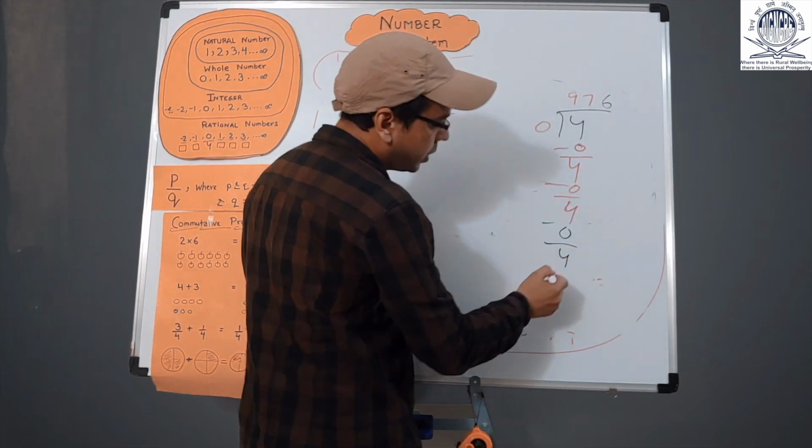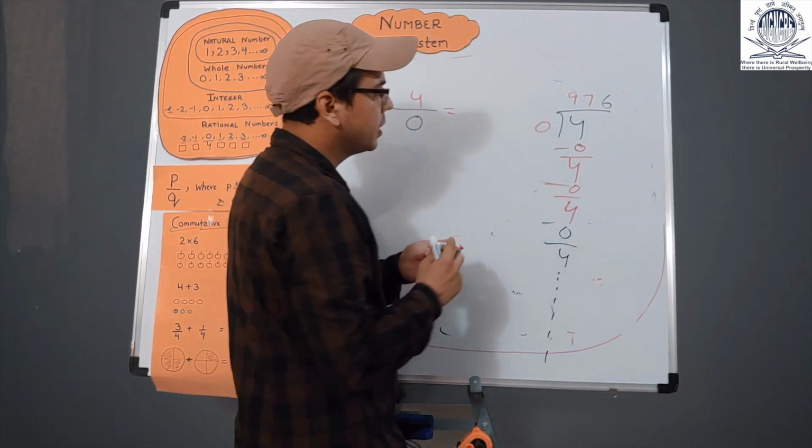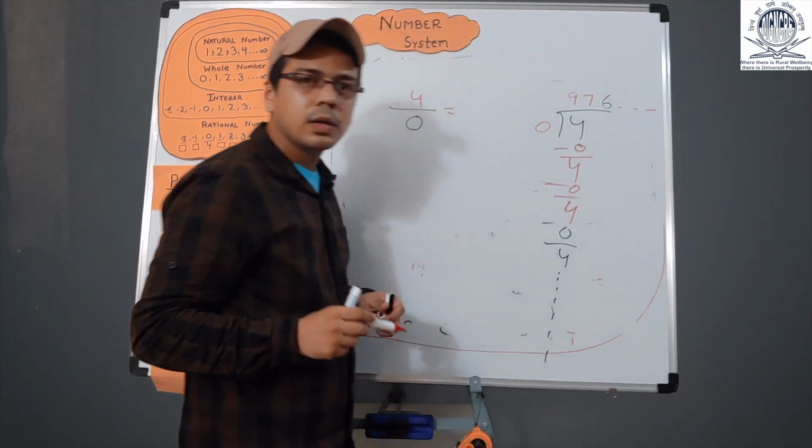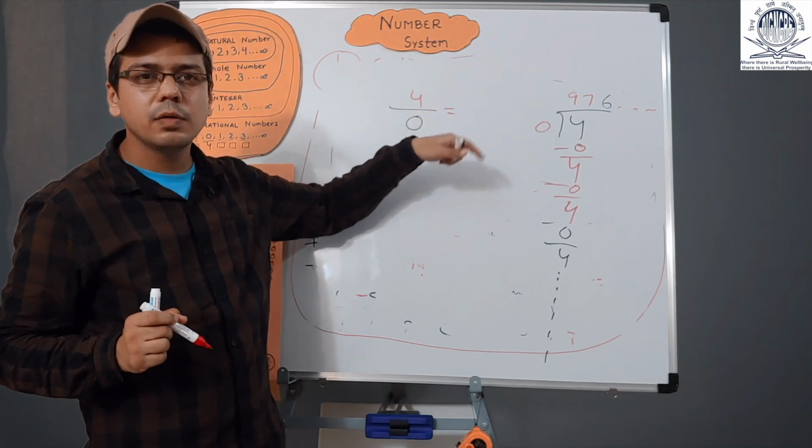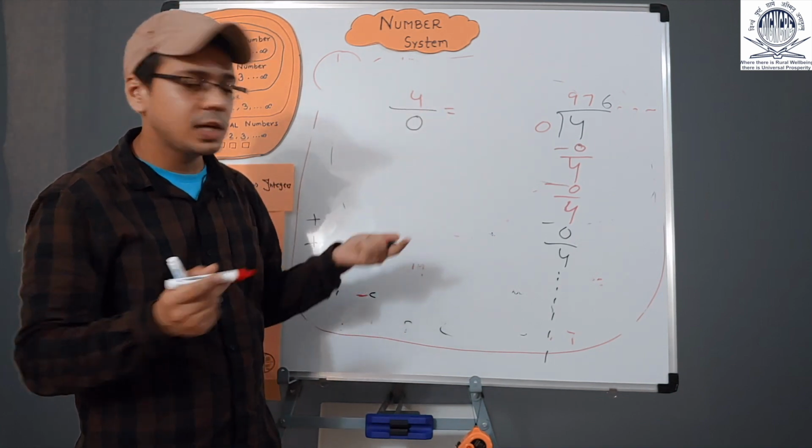And what will happen? This will keep going on, and this will keep going on. Now, do you really think that this system can give you any kind of answer, any stable answer, let's say?